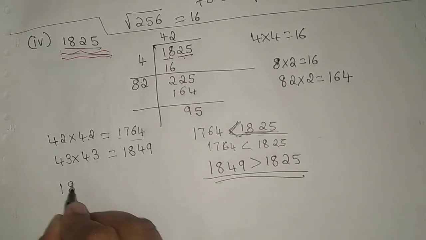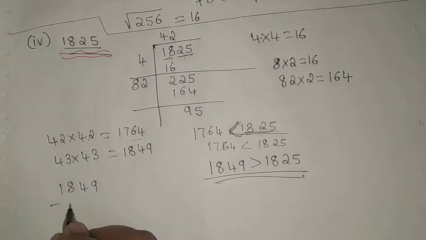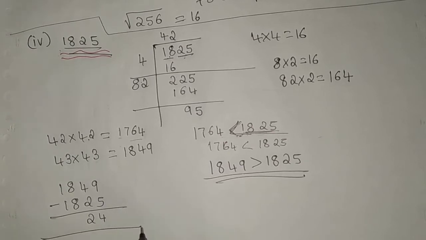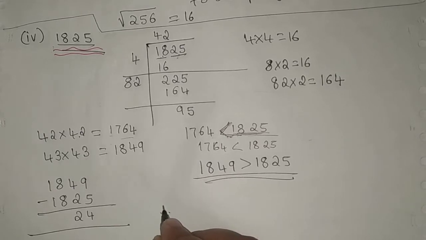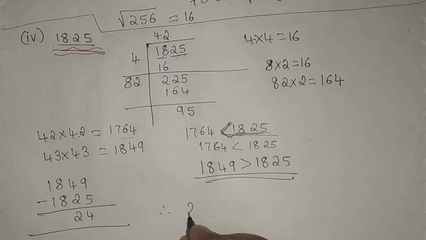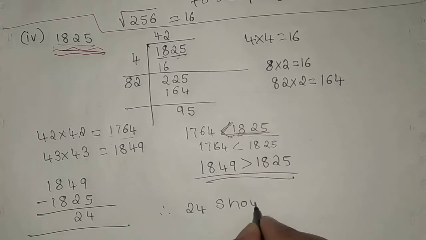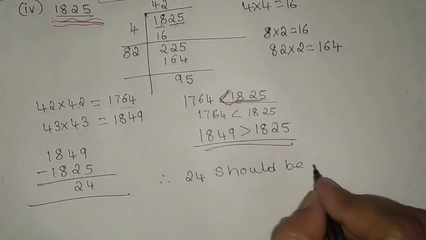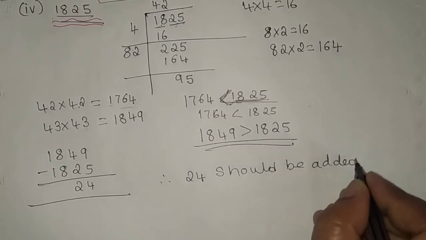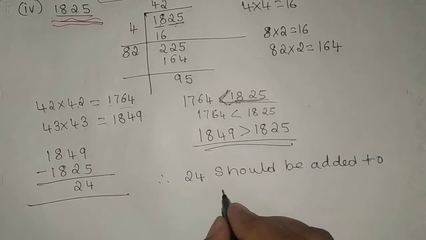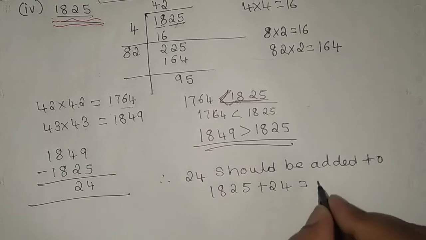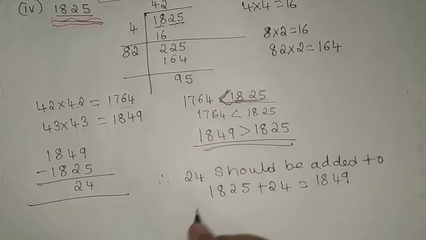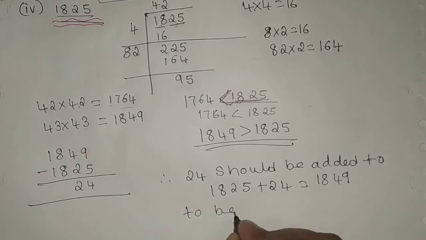Finally, the next step: 1849 minus 1825. Minus this, we get 24 as the answer. So finally we have to write that 24 should be added to 1825. 1825 plus 24 is equal to 1849, to be a perfect square.